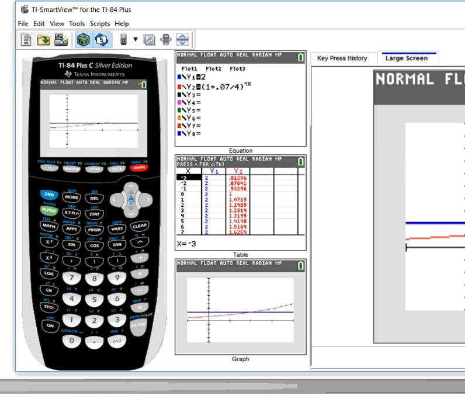And the way we find the intersection is we're going to hit second, trace, 5. We'll hit enter 3 times, and it'll tell us 9.988, or 9.99 years. Let's go back.